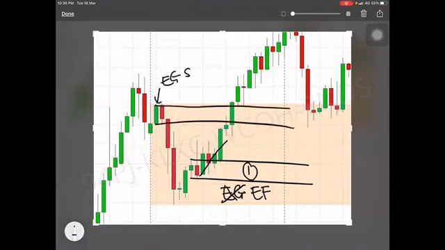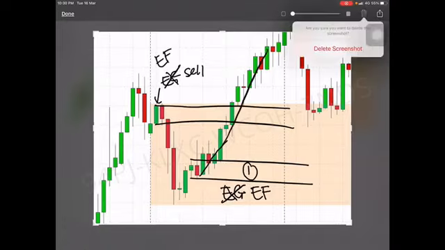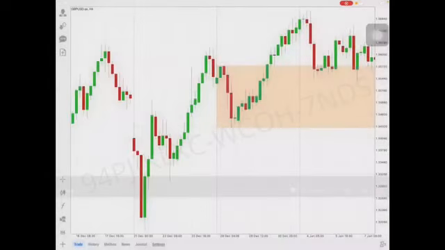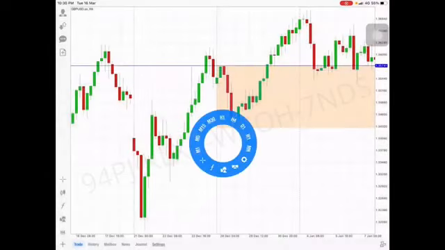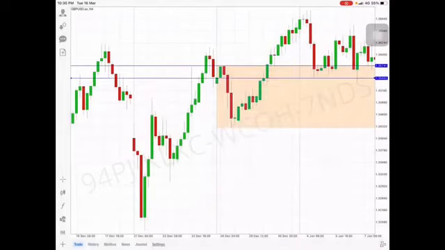First I see this: engulfing sell, but the price broke upward, so it has become EF. So now the zone is for buy. So we are going to mark those two zones. Okay, I'm going to mark that zone, and this zone right here.